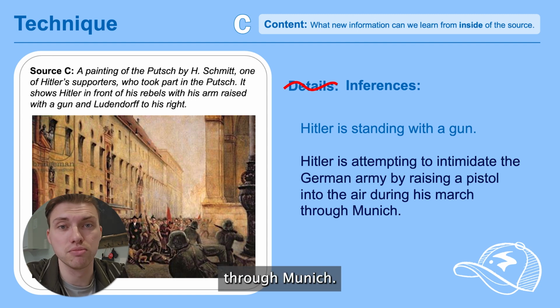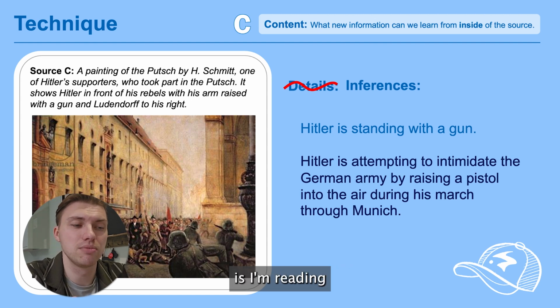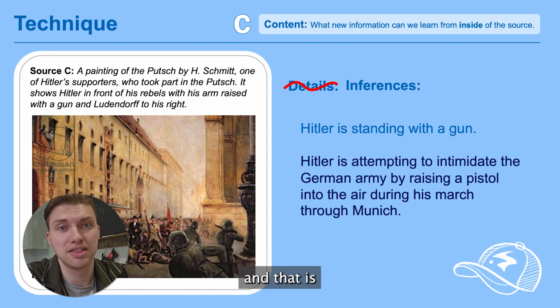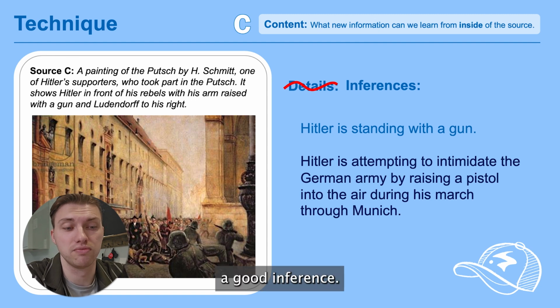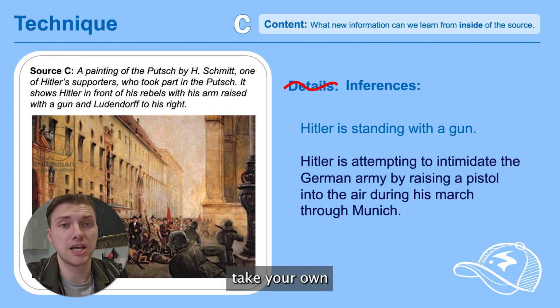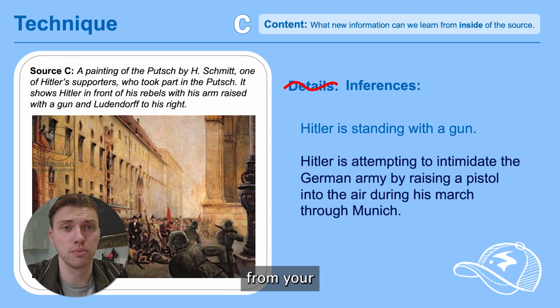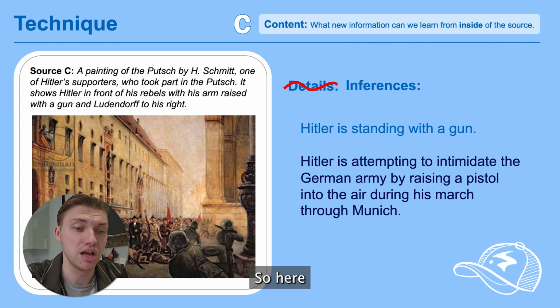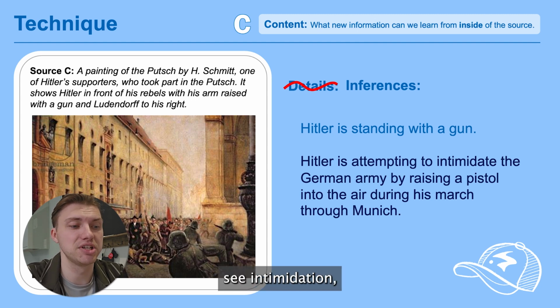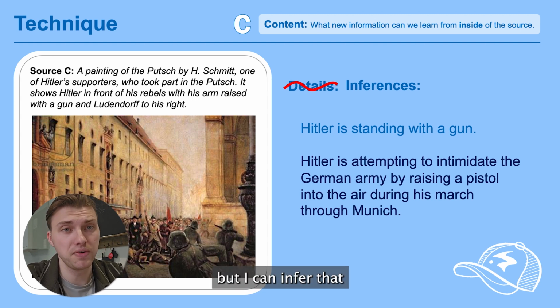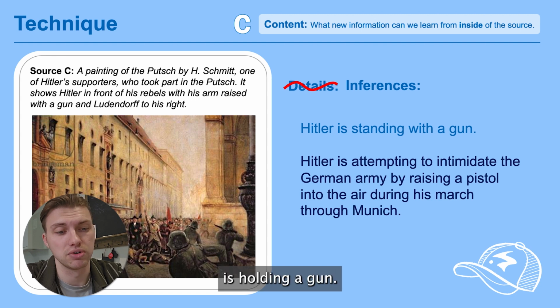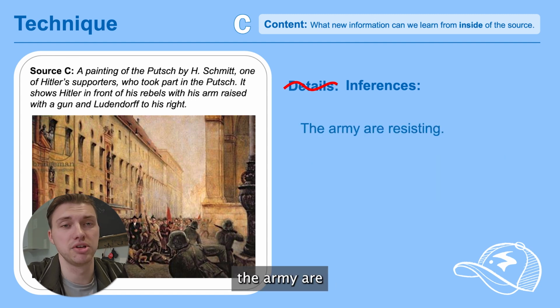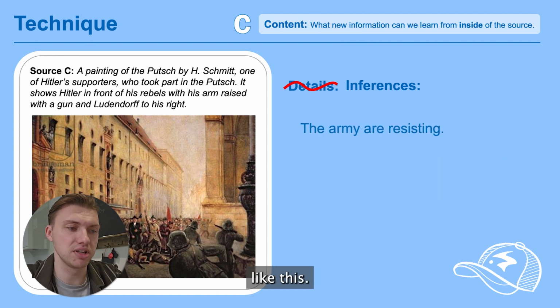What I'm doing here is I'm reading between the lines, and that is essentially what makes a good inference. Take what you can see, take your own understanding from your historical knowledge, and make a good educated guess about what is happening within the source. So here, I can't see intimidation, but I can infer that it's happening because Hitler is holding a gun. The next detail, the army are resisting, could change into something like this.